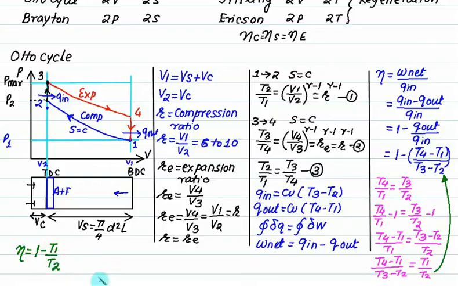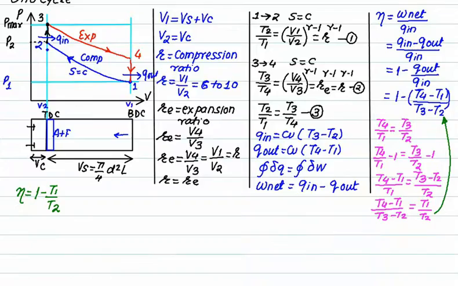So if you know the temperature before the compression and the temperature after the compression, we can evaluate the efficiency. That means if you know only the compression ratio, we can find out the air standard efficiency of the Otto cycle. T1 by T2 you can obtain from this one. T2 by T1 is what? R to the power gamma minus 1. So this equation is 1 minus 1 upon R to the power gamma minus 1.